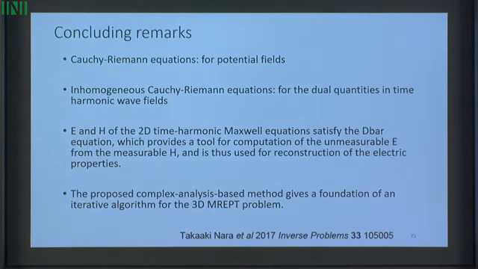Okay, so here are our concluding remarks. Cauchy-Riemann equation has long been used for analysis of potential fields, but my message is that the inhomogeneous Cauchy-Riemann equation is suitable for analysis of the dual quantity in a time harmonic wave field. And actually, in our case of the 2D time harmonic Maxwell equation, electric field and magnetic field are dual quantities. So they satisfy the d-bar equation.